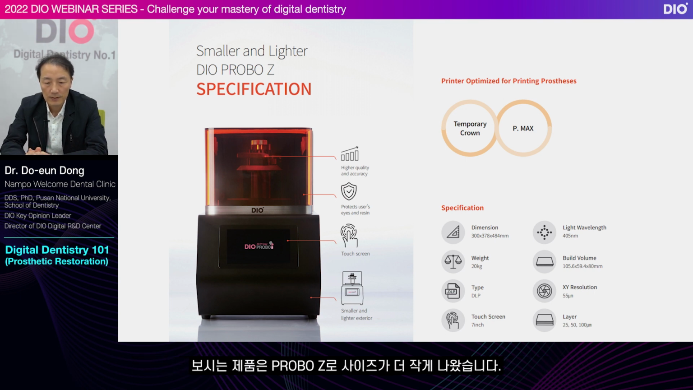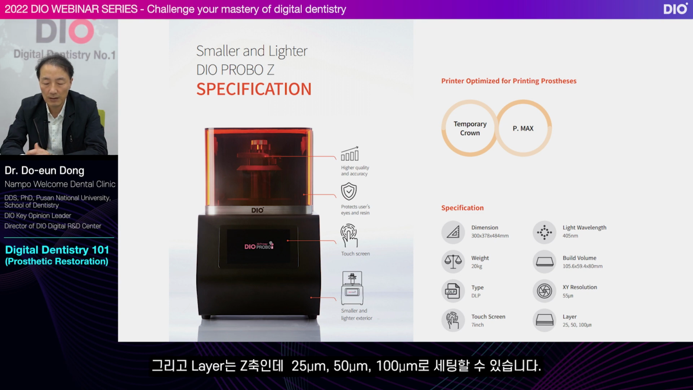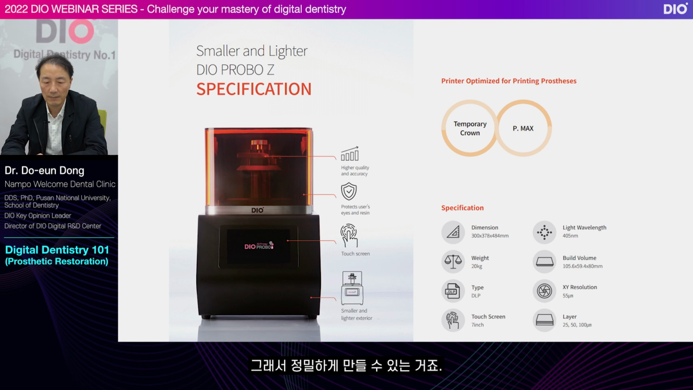The product you see is Probo Z, and the size is smaller. The XY resolution is 55 micrometers, and the layer is the Z-axis, which can be set to 25 micrometers, 50 micrometers, or 100 micrometers, so it can be made precisely.